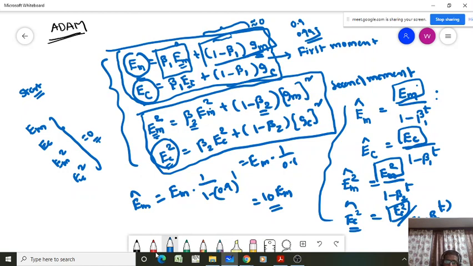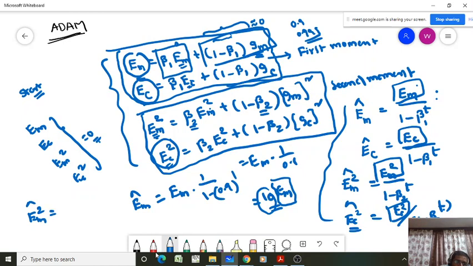Even though it is almost near to 0, once you are multiplying with this term 10, it will restrict the bias toward the 0. That will be taken care of by this one. Similarly, in the case of em2 hat, what happened here?